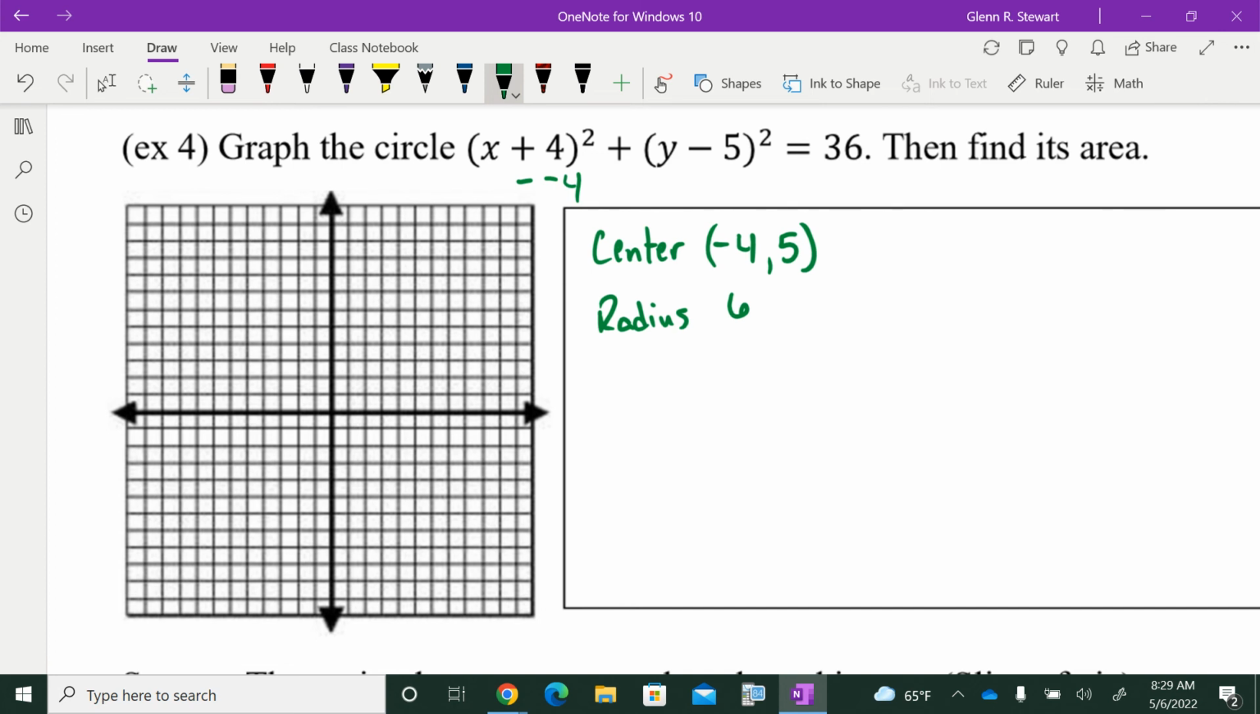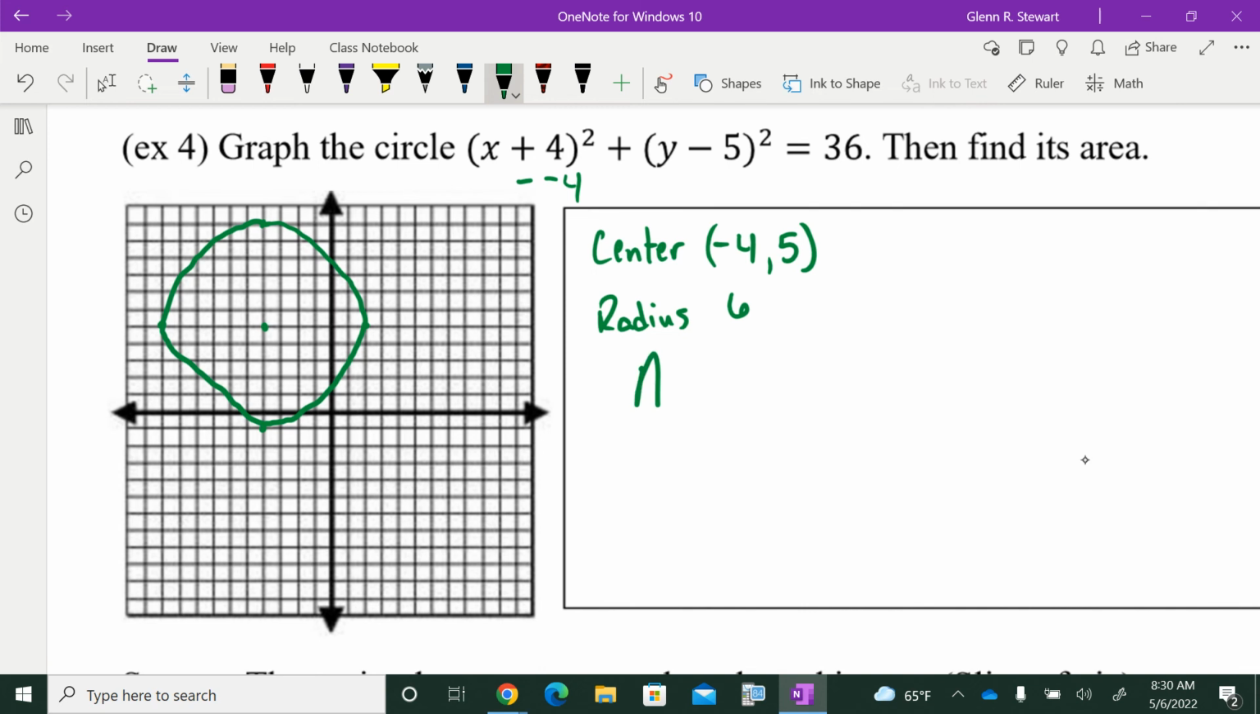6. So I'm going to go ahead and plop over here to -4, 5, 1, 2, 3, 4, 5. And then I've got 6: 1, 2, 3, 4, 5, 6 in each direction. I'm going to do my best to make a circle. Okay, if it looks like something that you wouldn't drive on, that's okay. We're not artists. Doesn't have to be perfect. That almost looks like a baseball diamond.